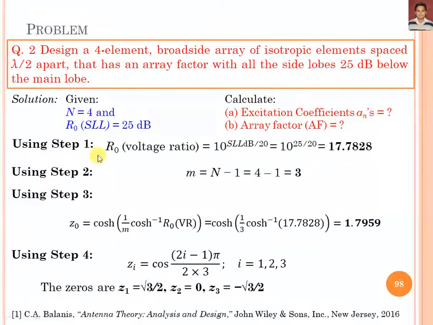Using step 1, we calculate R naught, the voltage ratio. Then we calculate the order of the polynomial m, which is equal to 3. Then z naught is equal to cosh of 1 by m times cosh inverse of R naught. We represent the voltage ratio using step 3, then we get this value, and using step 4 we can calculate the values of z1, z2 and z3.